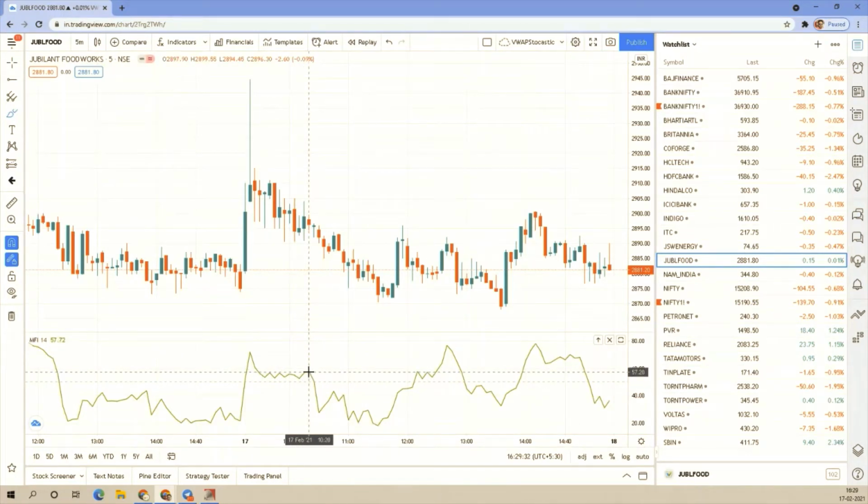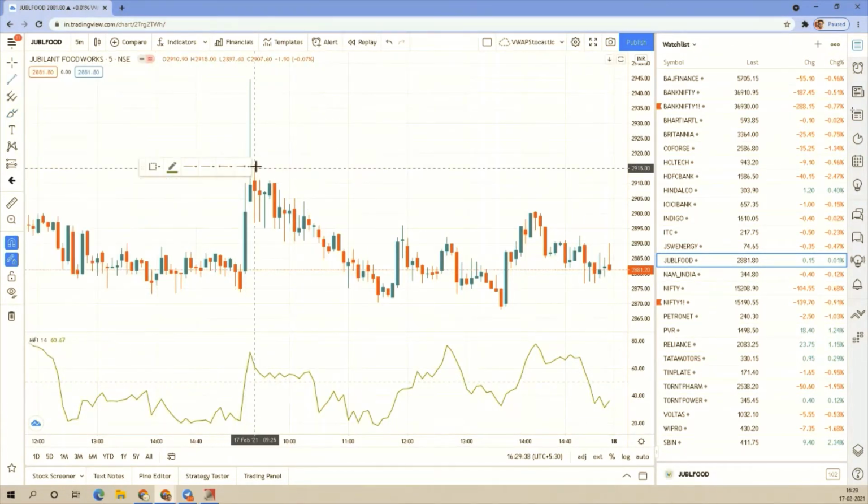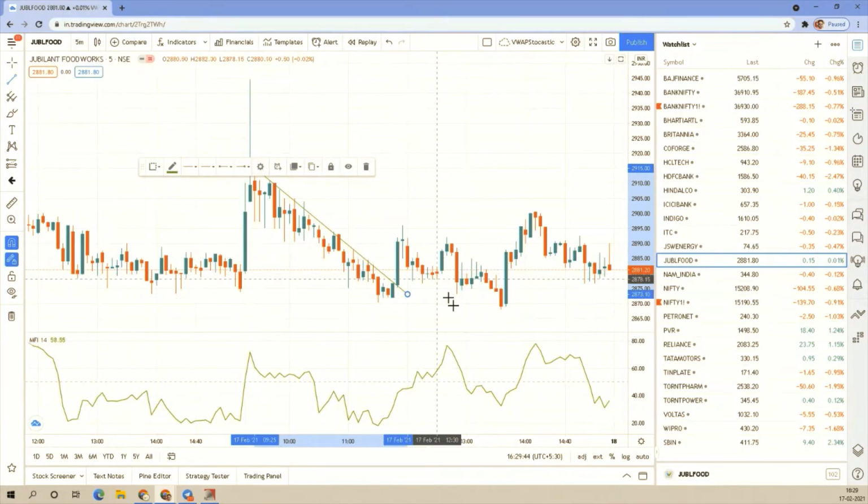Then again, it took a U-turn here. If you carefully observe, you can draw a small trend line like this here. Let this be broken. It made a low here somewhere at the bottom and then started moving up. Just to be sure it doesn't take a U-turn from here, wait for this trend line to be broken on the upside. Then you can enter.